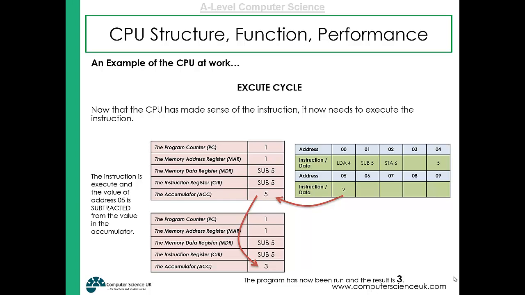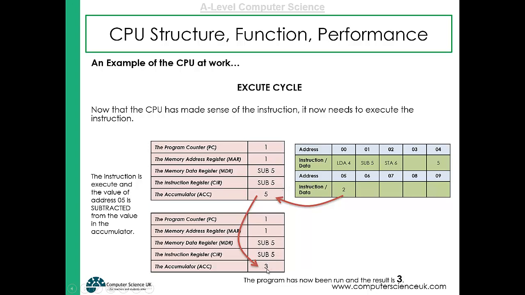Now, if you were to go again onto the third cycle, hopefully you will be able to see that the program counter will become 2. The memory address register will become 2, therefore. It will therefore request the instruction in address 2. The instruction is STA 6. That will be sent back along the data bus into the memory data register. Because it's an instruction, it will be put into the instruction register. The CPU will understand, it will decode what that instruction means. It means store the contents of the accumulator into address 6. Once it's decoded that, it will execute it.